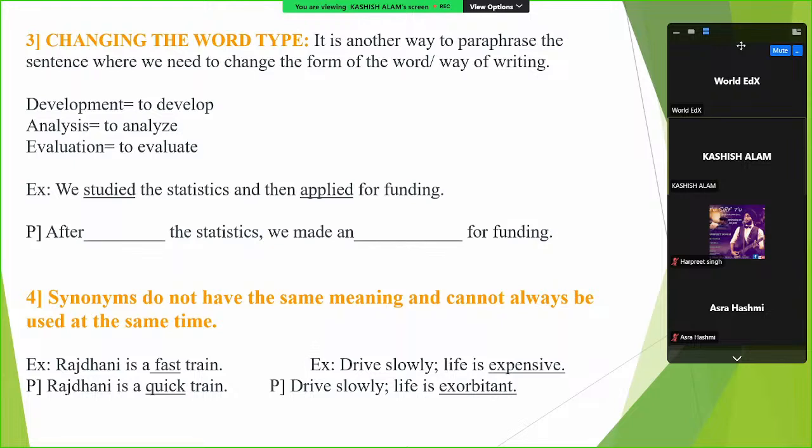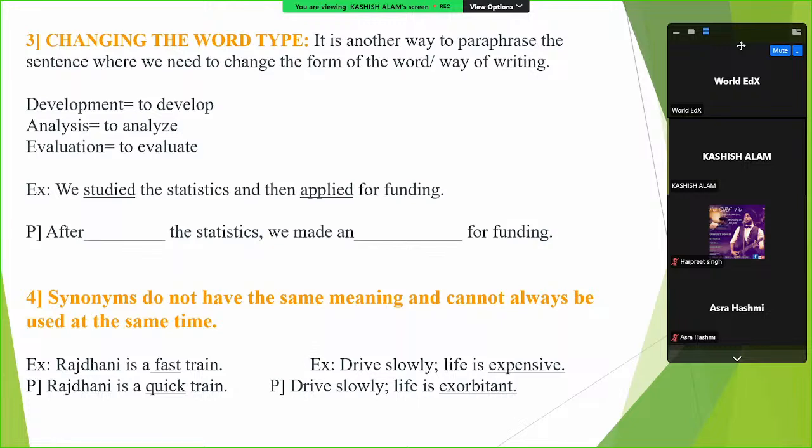For example, let's suppose I say expensive. If you go and look at Google, you will see the word dear also. You will see extravagant, lavish, precious, exorbitant. Now, suppose you decided to write drive slowly, life is exorbitant, or drive slowly, life is dear, life is costly. That's going to be incorrect usage of the word.